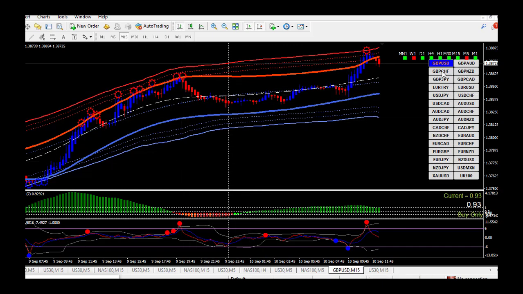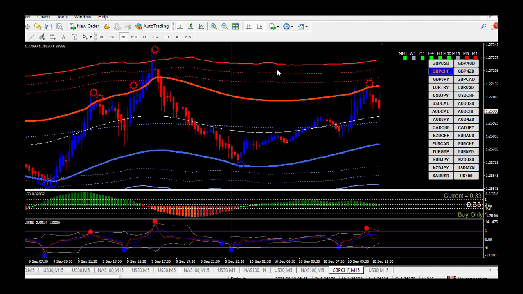Let's check another currency, and here is another pair. This is GBP/CHF, and we have a sell at this point, but this does not confirm this signal until this point. And here's another buy, and this actually gives us a buy here at this point. This was in agreement, and we took this trade.